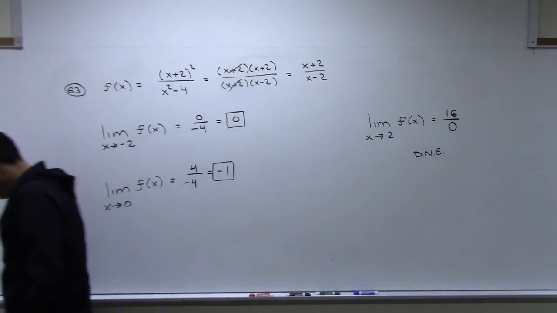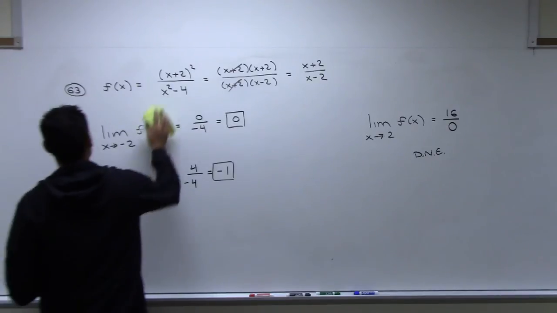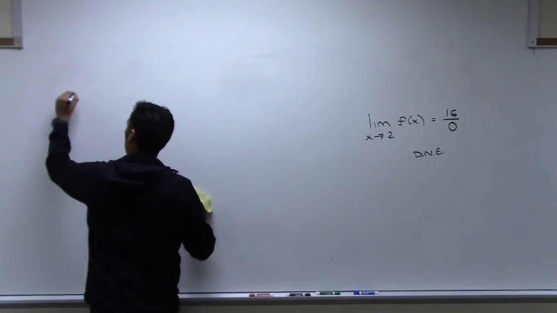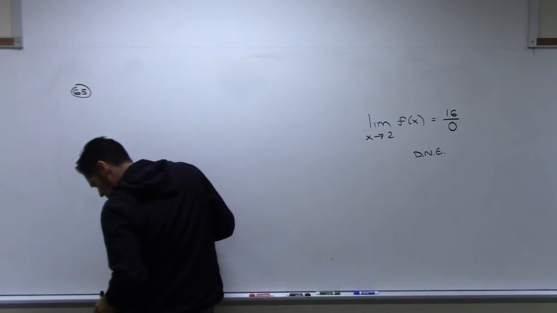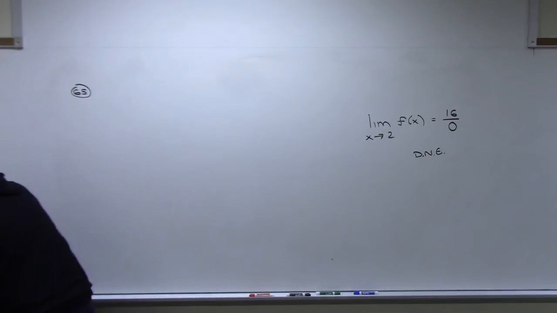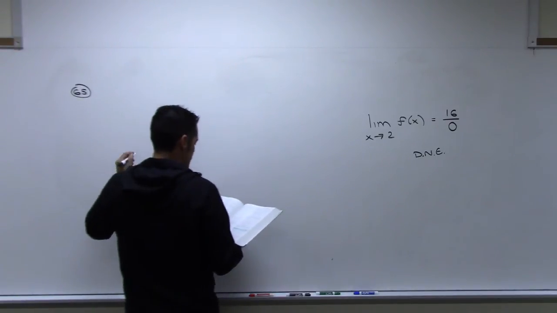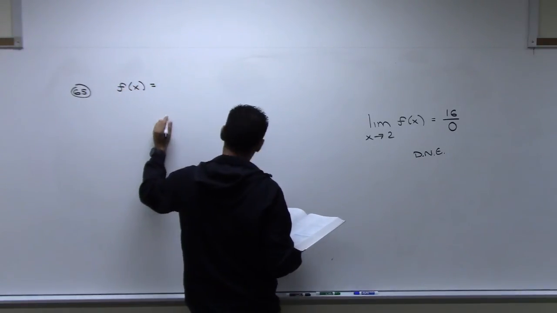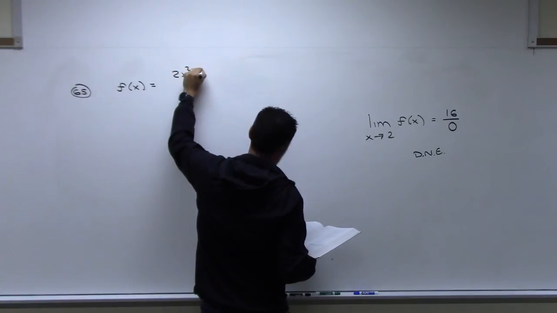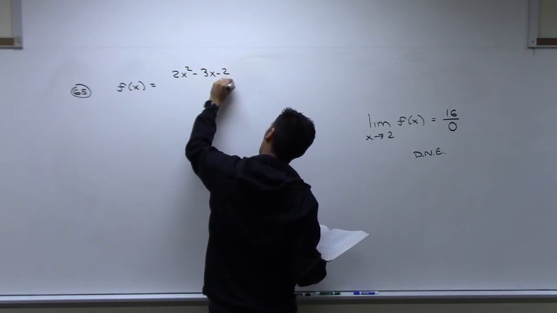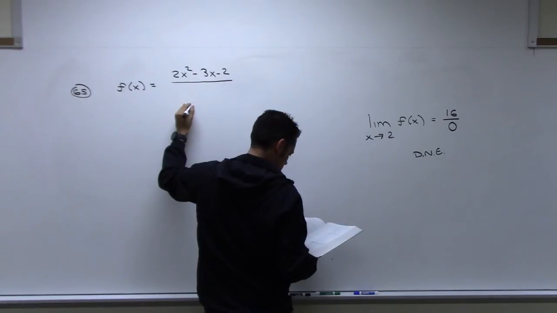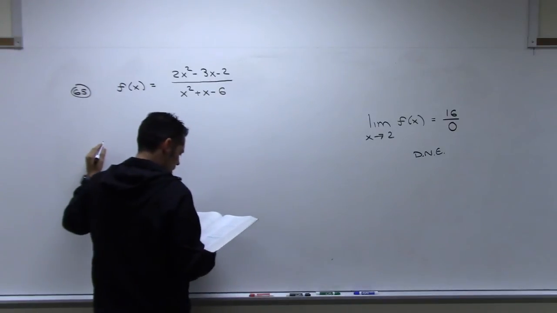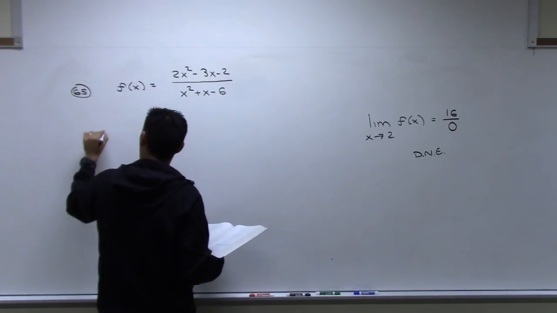Okay, 63 is done. Last one, 65. My battery's okay here? Yep, okay. F of x equals 2x squared minus 3x minus 2 over x squared plus x minus 6. I'm looking at the limit as x goes to 2, 0, and 1.